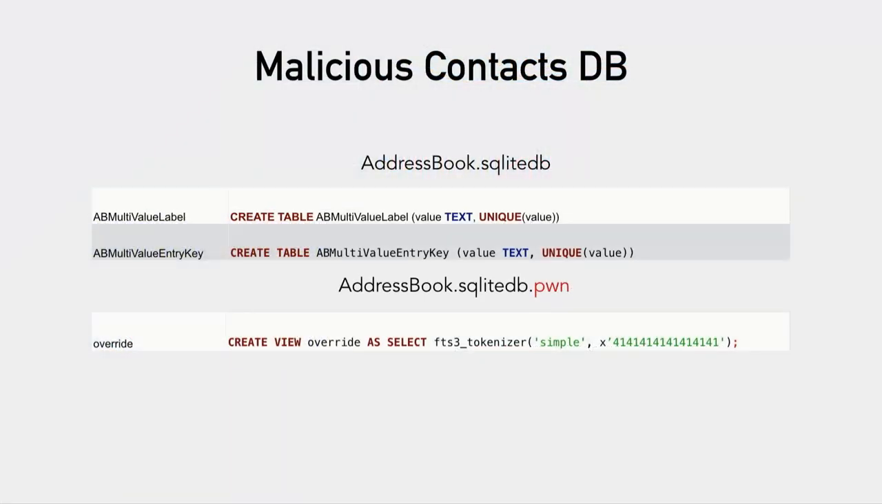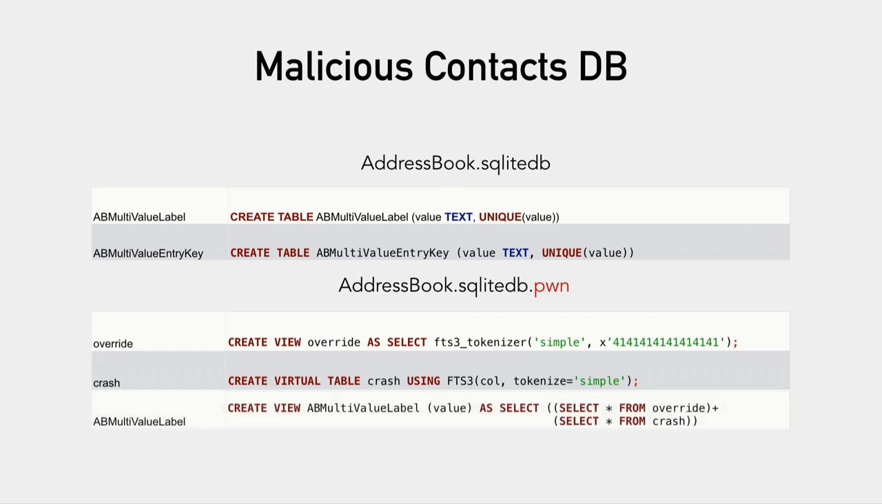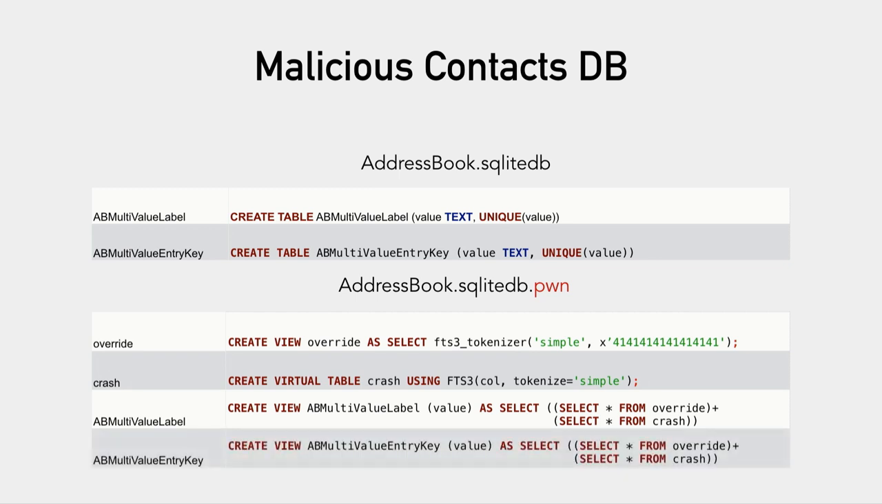The first one will override the simple tokenizer with a bunch of A's. The second one will actually trigger it, right? It will start an FTS virtual table and try to construct our malicious tokenizer. Now what we're going to do is go over each and every one of the original tables, and using query hijacking, we are going to rewrite them as views, redirecting the execution to our malicious DDL statements. So you see we select from override, and then we select from crash. And then we do it for the second table as well.